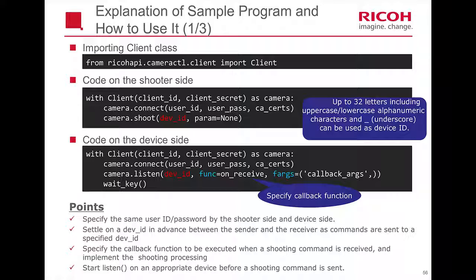Next is the procedure on the device side. The same procedure used on the shooter side to connect to the server is used on the device side. Then, the listen method is used to set the device specified with the ID argument in the wait for shooting state. The callback function that the system executes when the shooting command is received is also specified. The format of the callback function will be explained along with how to use the sample application. At the bottom of this slide are several important points that you should follow, so I hope you come back and check these later when you start using the application.